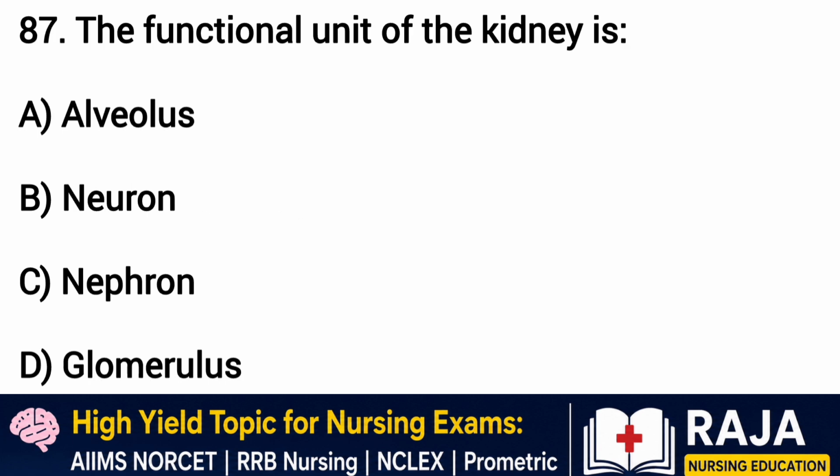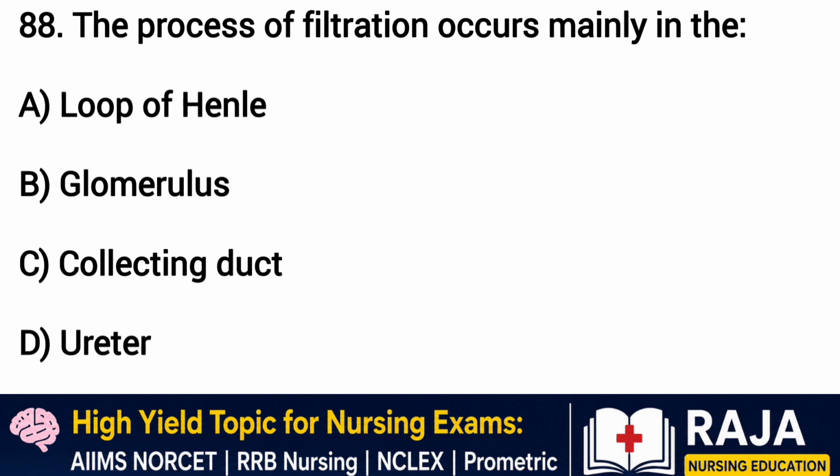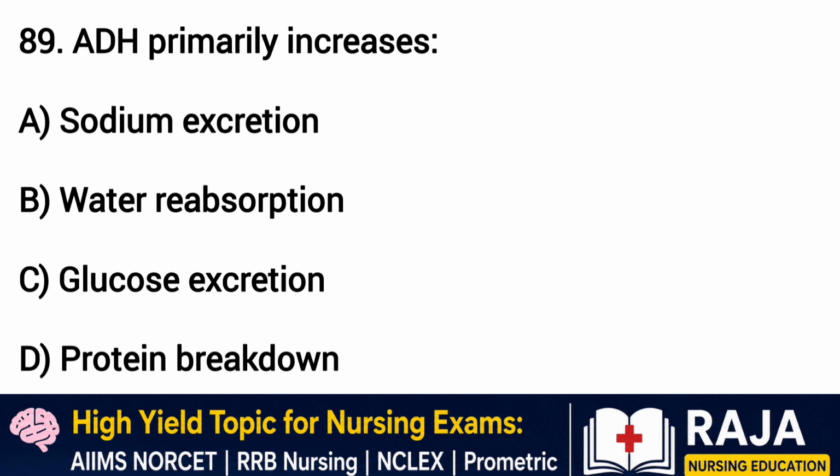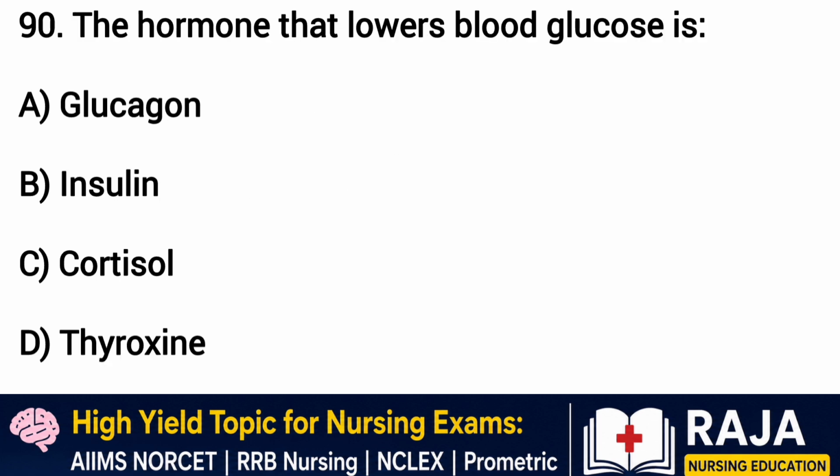The functional unit of the kidney is. The answer is C. Nephron. The process of filtration occurs mainly in the. The answer is B. Glomerulus. ADH primarily increases. The answer is B. Water reabsorption. The hormone that lowers blood glucose is. The answer is B. Insulin.